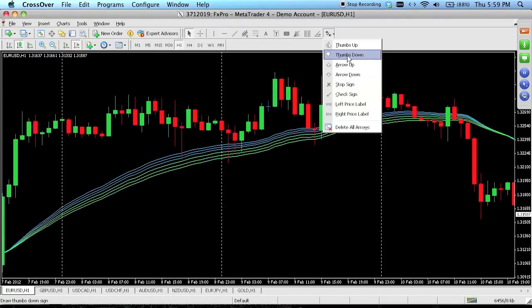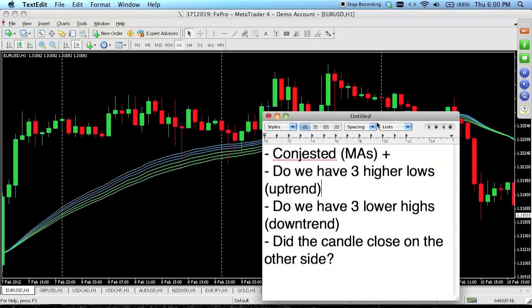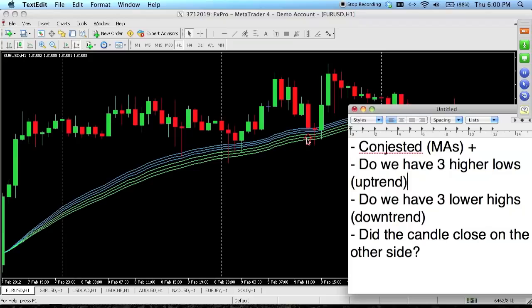Okay. Where do we have our first touch? We're going down, and we have our first touch here. Are we congested? Let's go through these questions. Are we congested? No. So that's a good sign. We're in a downtrend, so downtrend means this one. Do we have three lower highs? Let's take a look. On its way down to here before it touched, we have one high here, a lower high, another lower high, another lower high.